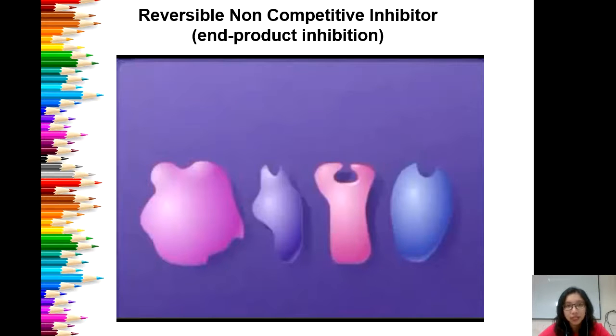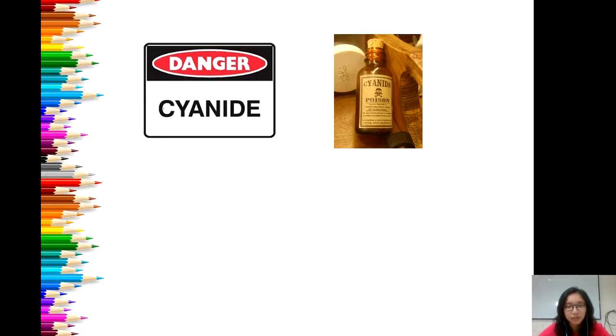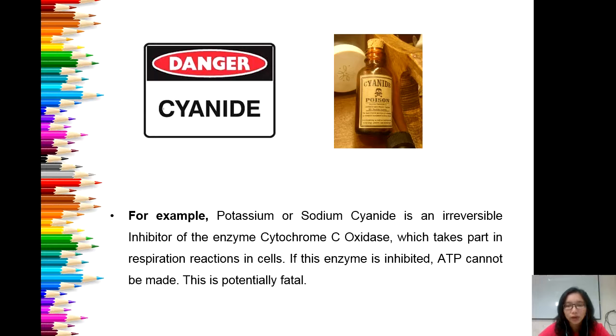On the other hand, there are also irreversible non-competitive inhibitors that might be dangerous. For example, cyanide. Cyanide is an example of an irreversible non-competitive inhibitor of one of our respiratory enzymes. When you do respiration inside your cell, you need lots of enzymes. One of them is called cytochrome C oxidase. When the cytochrome C oxidase is irreversibly inhibited by the cyanide, your cell will not be able to produce ATP as usual, and it may lead to cell death. Cyanide is usually used for pest control, maybe for making pesticide. That is how they kill the pests, by poisoning and inhibiting the respiratory enzyme of the pest.